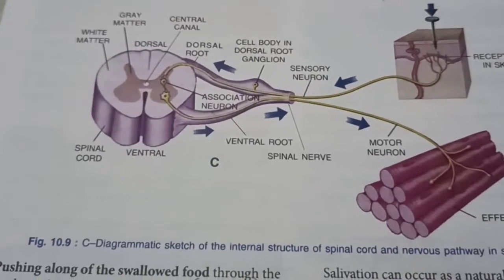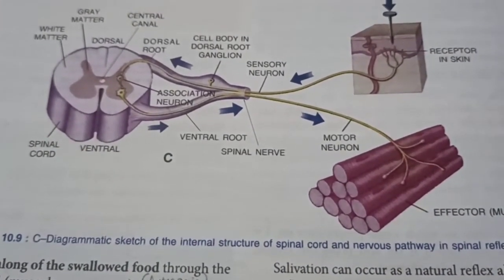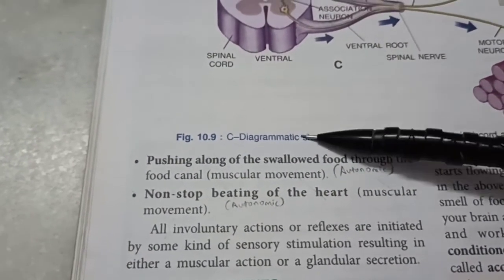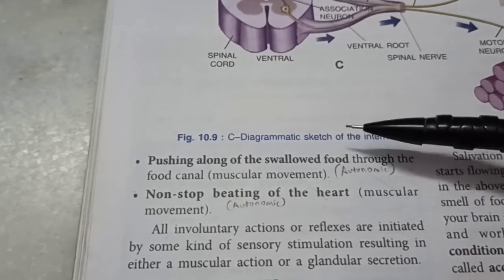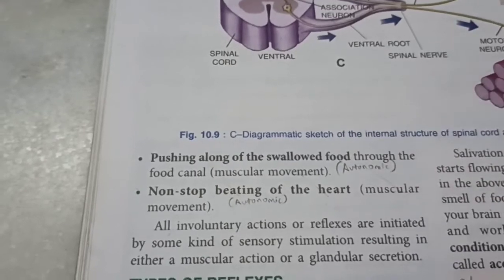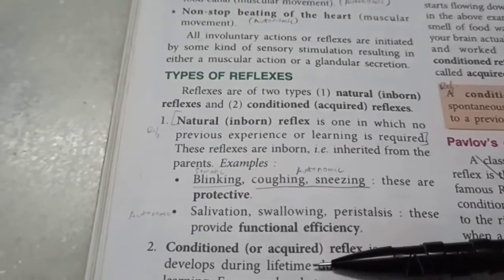Now this is the same diagram of a nervous pathway in detail. Now remember that peristalsis or beating of the heart are all autonomic reflex actions. They are not the usual reflex actions which we say as somatic reflex actions. Reflexes can also be inborn or acquired, that is conditioned.